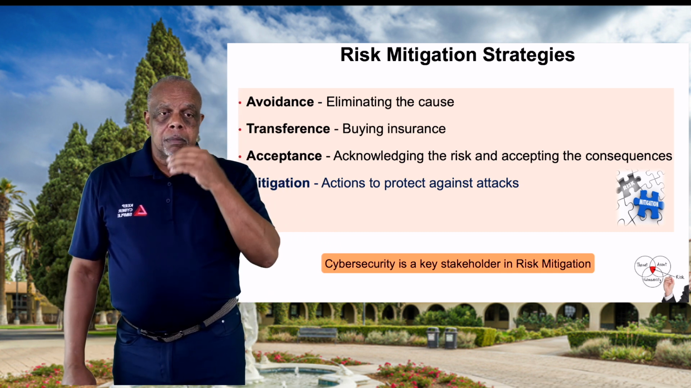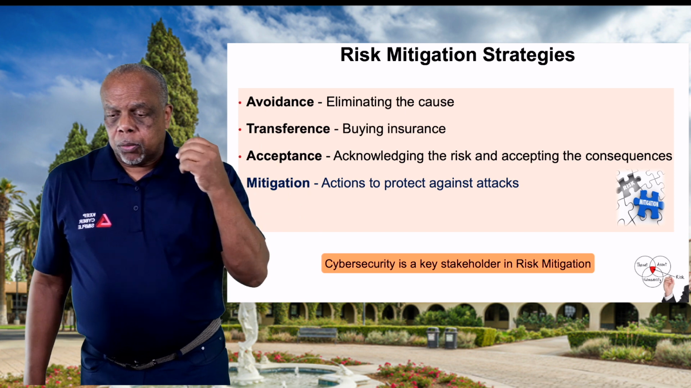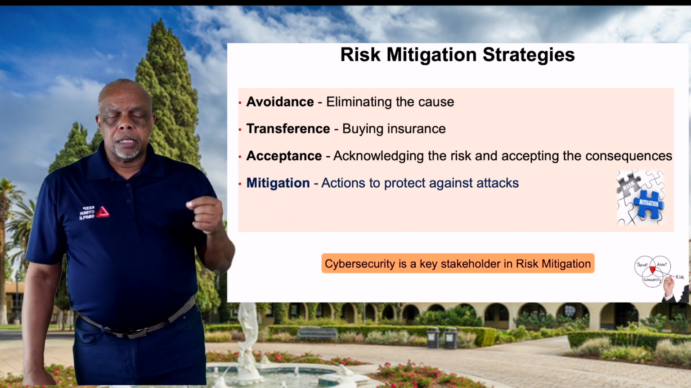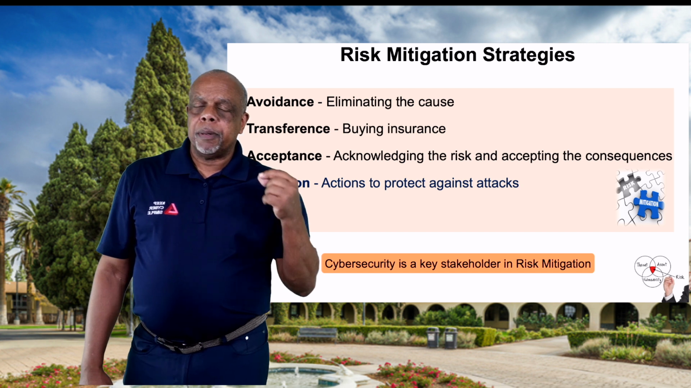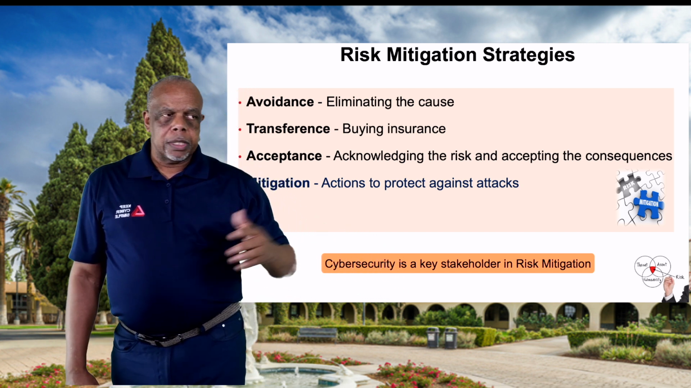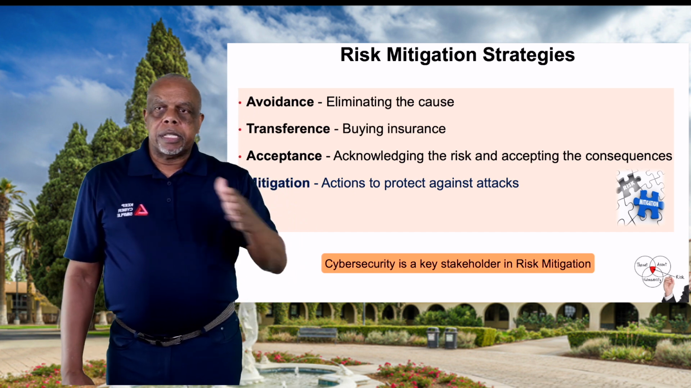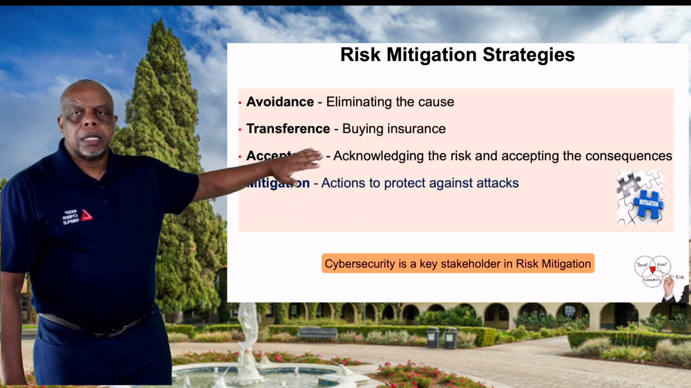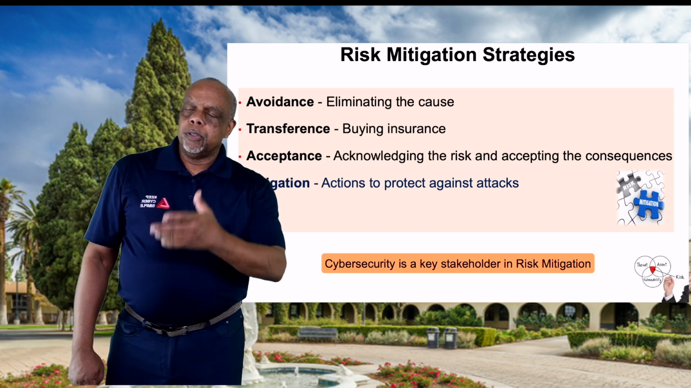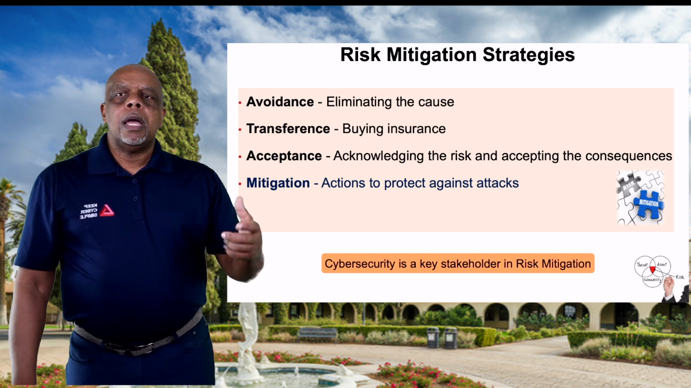Eliminate the cause. If you don't want the risk of being in a car accident, what can you do? Sell your car. You avoid it altogether. But what do we typically do with a car? We do the second one. We transfer that risk. How do we transfer risk? We buy insurance. So basically, I give USAA or State Farm, Allstate, Geico, whoever, my money.